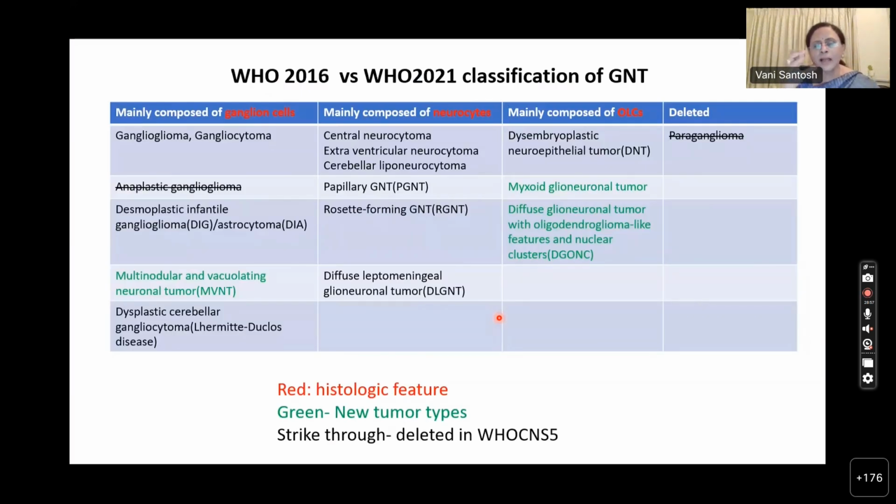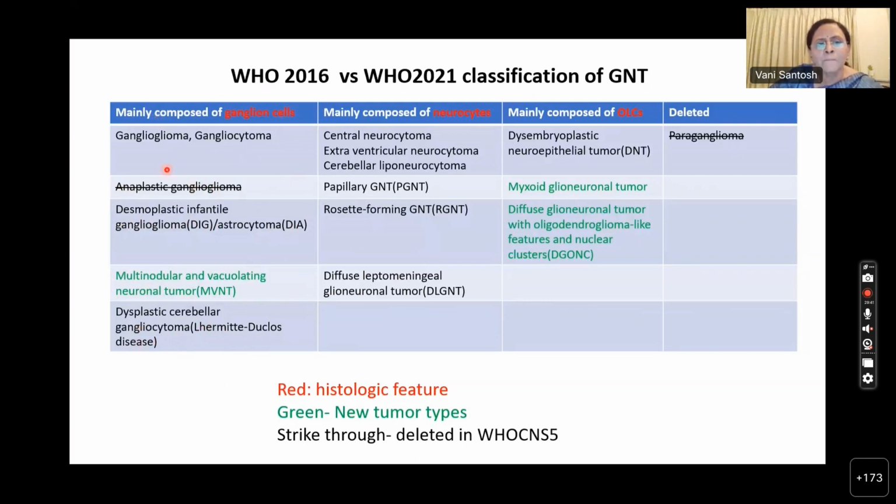So finally, this is how the glioneuronal tumors are classified in WHO CNS5. I've compared the 2016 with the 2021 classification. What is in red font are the histological features, green fonts are the new tumor types, and what has been struck through is what is deleted in WHO CNS5. So the glioneuronal tumors that are composed predominantly of ganglion cells are ganglioglioma, gangliocytoma. There is no anaplastic ganglioglioma anymore. Desmoplastic infantile ganglioglioma or astrocytoma. Multinodular and vacuolating neuronal tumor, which is a newly described tumor. And dysplastic cerebellar gangliocytoma, known as Lhermitte-Duclos disease.